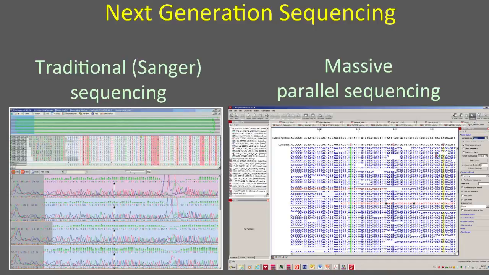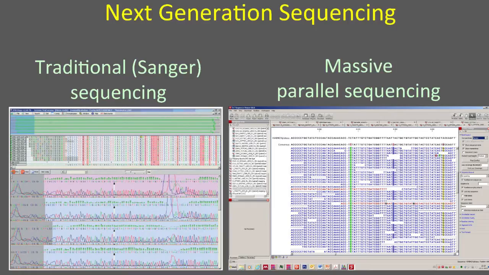So each individual is represented by a single row, and you have a chromatogram, which is the output of the sequencing machine, and this chromatogram can be translated into a single DNA sequence. But now if you look into next generation sequencing techniques, what they do there is massive parallel sequencing. So it does not create a single DNA sequence of your region of interest, but it creates a lot of DNA sequences. And this is what you see on the right side.